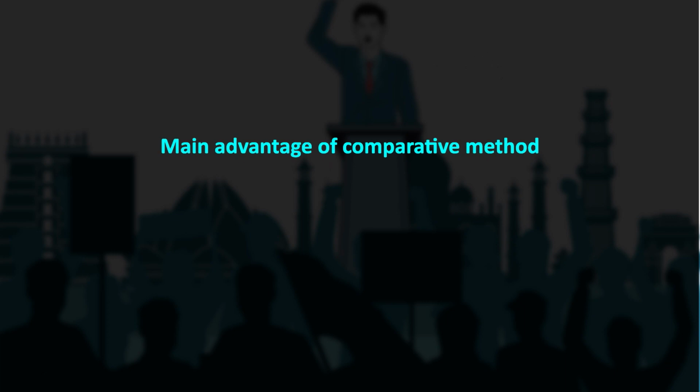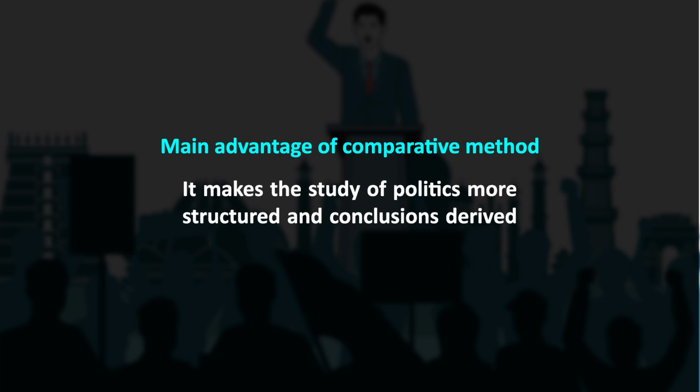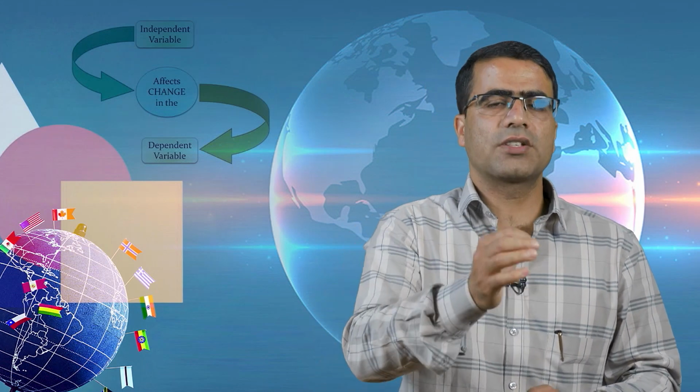Dear students, the comparative method can be applied to compare political systems of different countries, and also it can be used to compare political systems over time. It has been documented that the main advantage of the comparative method is that it makes the study of politics more structured, and conclusions derived with this method are more precise. One of the most noteworthy strengths of the comparative method is that it can be used to test the generalizability of a finding that is based on data from one society.